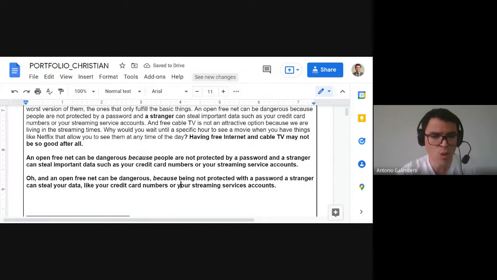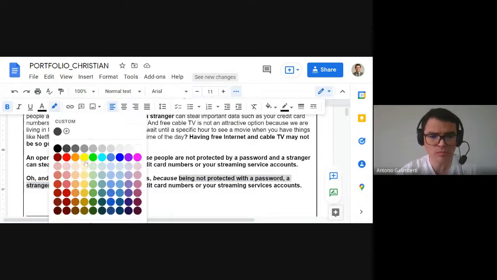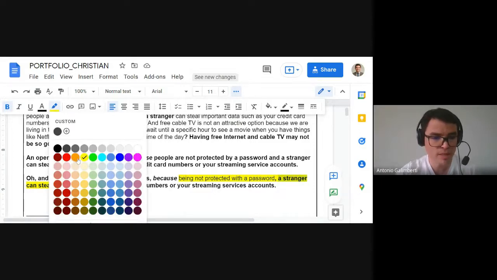Look at this. It says, an open free net can be dangerous because being not protected with a password, comma, a stranger can steal your data like your credit card numbers or your streaming services accounts. Okay, so this part of the sentence needs our close attention. Why? Because it has an abbreviated clause. And in this case, this is a phrase that has been abbreviated. But in order to abbreviate a clause, you need to meet a condition. What is the condition?